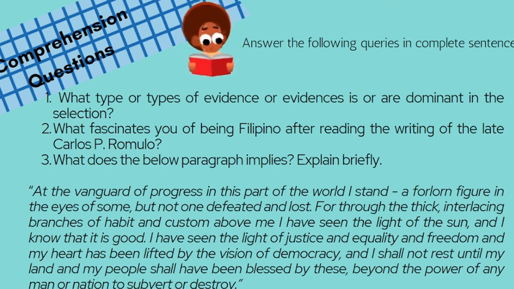Explain briefly. At the vanguard of progress in this part of the world I stand, a forlorn figure in the eyes of some, but not one defeated and lost. For through the thick interlacing branches of habit and custom above me, I have seen the light of the sun, and I know that it is good. I have seen the light of justice and equality and freedom, and my heart has been lifted by the vision of democracy, and I shall not rest until my land and my people shall have been blessed by this, beyond the power of any man or nation to subvert or destroy.